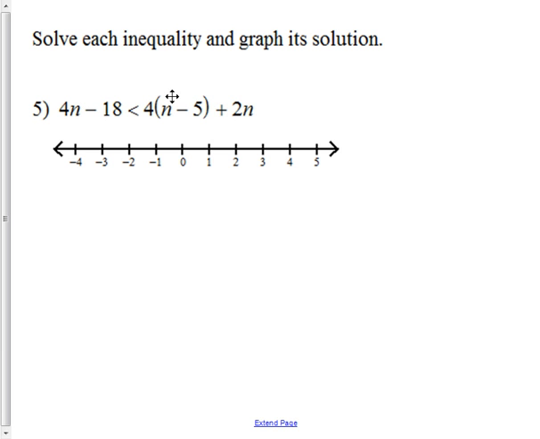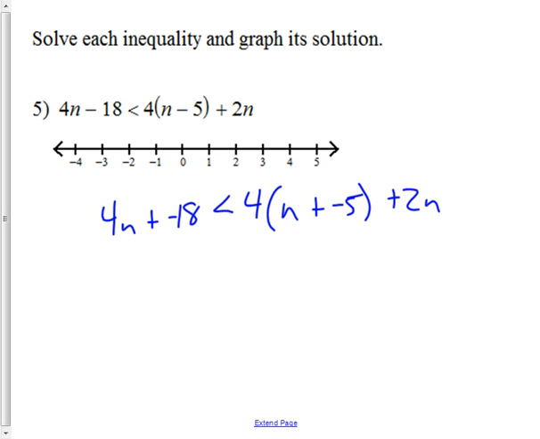All right, for example 5, again, copy this down. 4n plus negative 18 is less than 4 times the quantity n plus negative 5, quantity plus 2n. All right, so we have some distributing going on here. Nothing to simplify over here. Let's just go ahead and do some distribution on this side. So we have 4n plus negative 18 is less than 4n plus negative 20. 4 times negative 5 is negative 20, plus 2n.